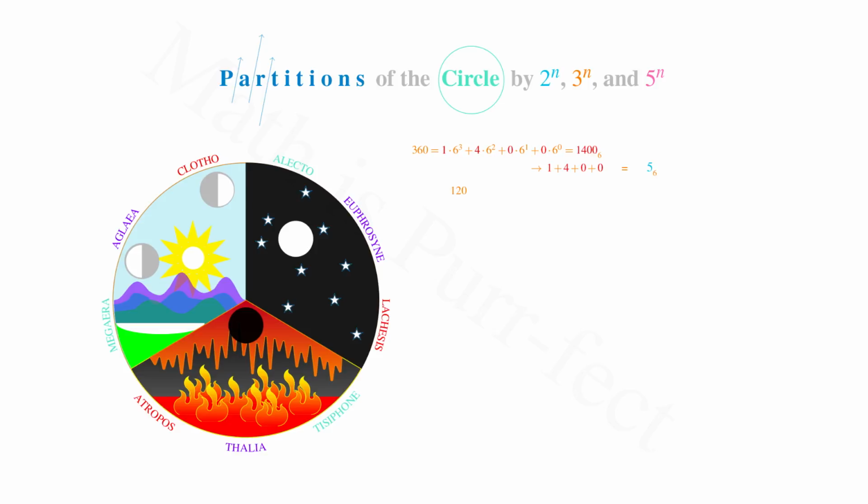This gives us 120 degrees, which can be expressed as a polynomial in 6 by 3 times 6 squared, plus 2 times 6 to the first, plus 0 times 6 to the 0th, equivalent to 320 base 6. When summing the digits 3 and 2, we arrive at a value of 5 base 6.